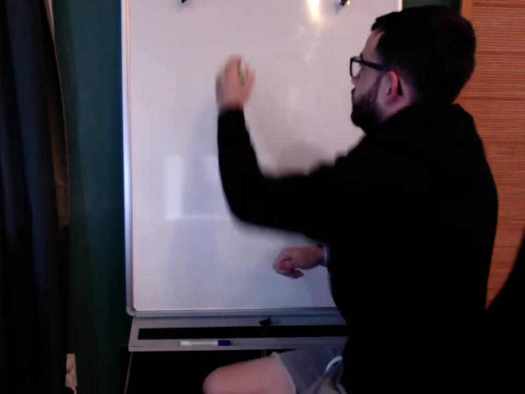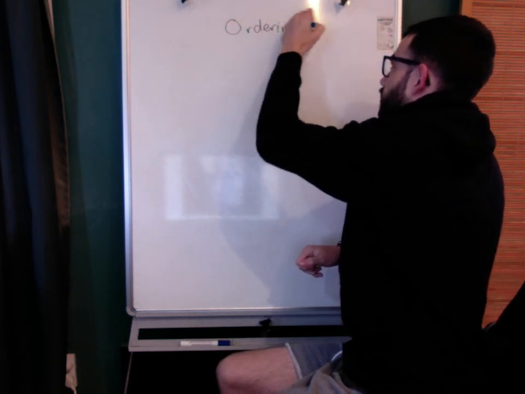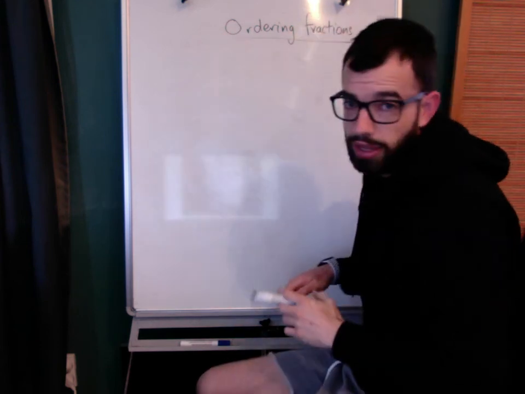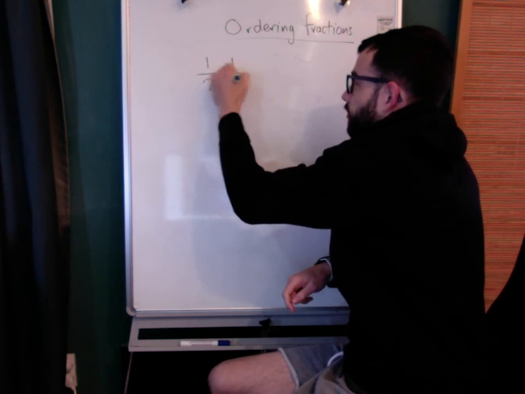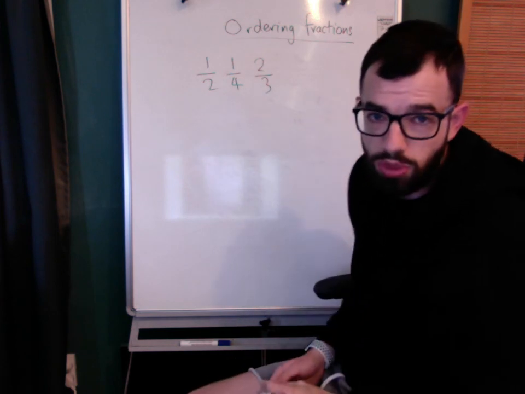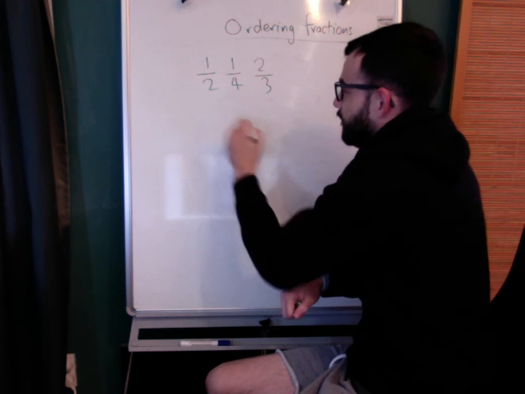is ordering fractions. Ordering fractions is really simple. We'll be asked to order them from smallest to biggest. What we need to do is find equivalent fractions. So we're going to find something that all of those have in common.